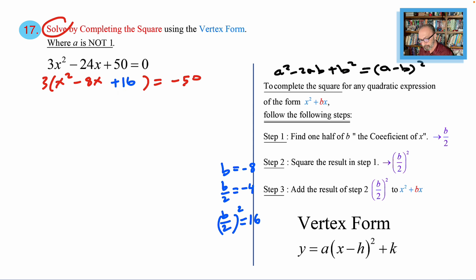Now, three times 16, this 3 outside times 16 inside, tells me that I'm not adding 16. I'm adding 48. Make sure that you add 48, or think about adding 48. On the other side, let's add 48.